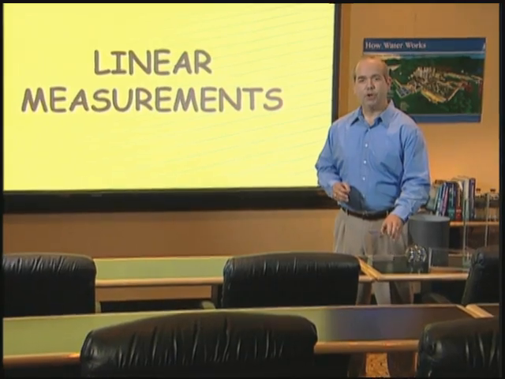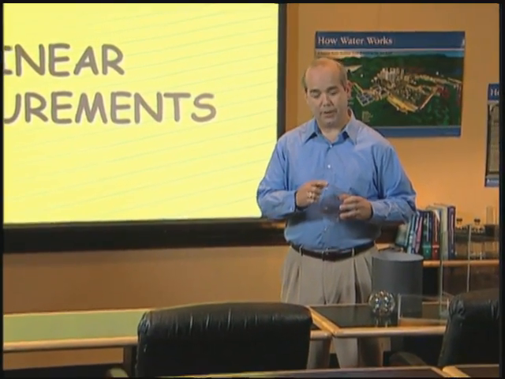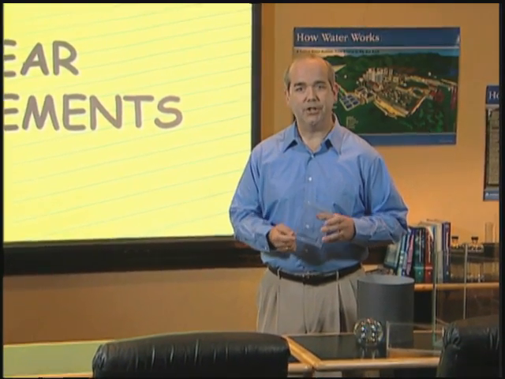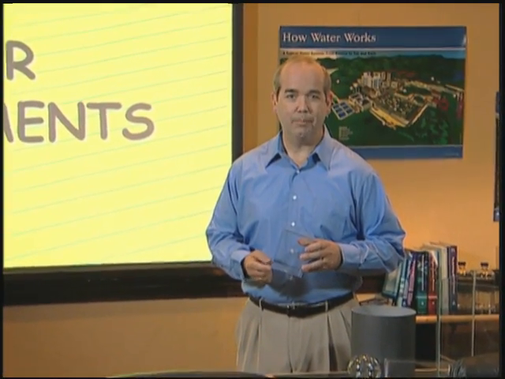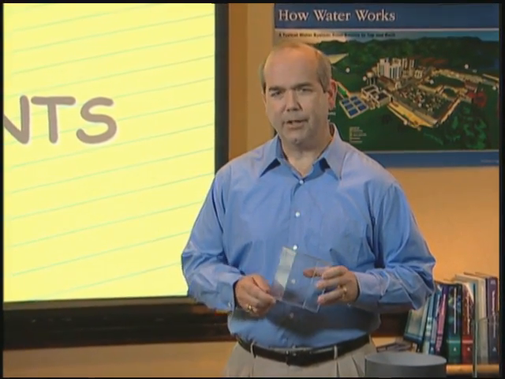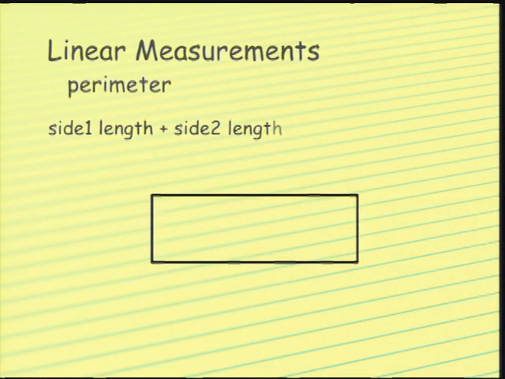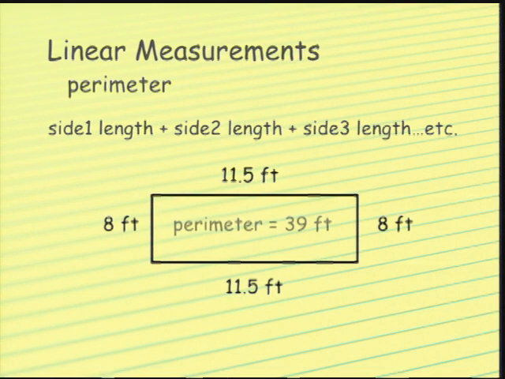Linear measurements are used in water operators' calculations. This distance, or length along a line, can be expressed in inches, feet, yards, or metrically in centimeters, meters, and kilometers. Linear measurements are one-dimensional. The perimeter of a shape with straight lines is determined by adding the length of each side.